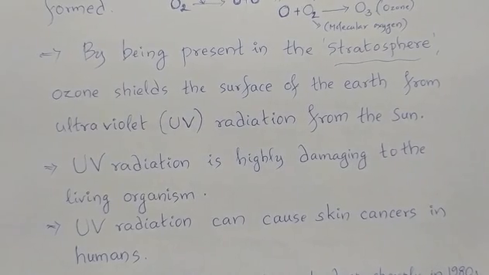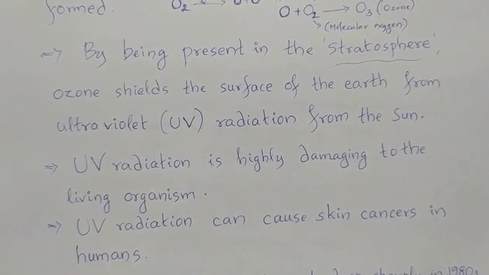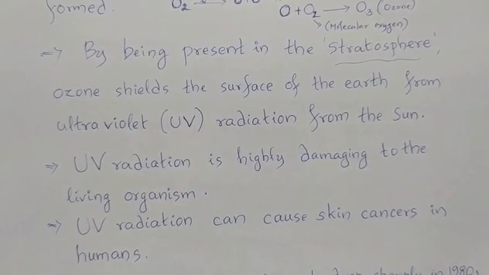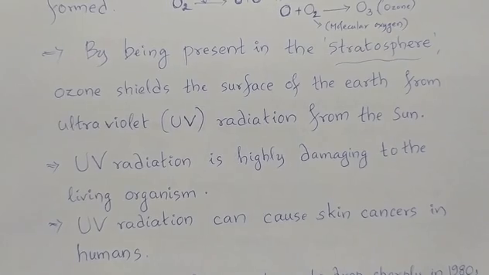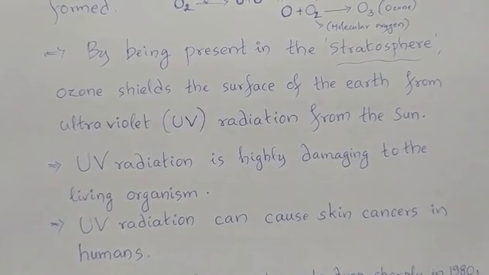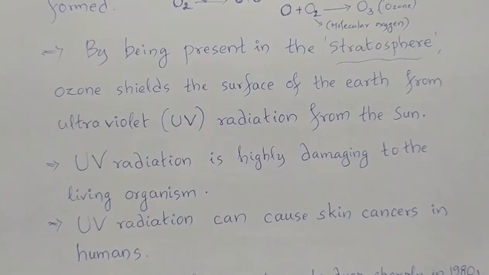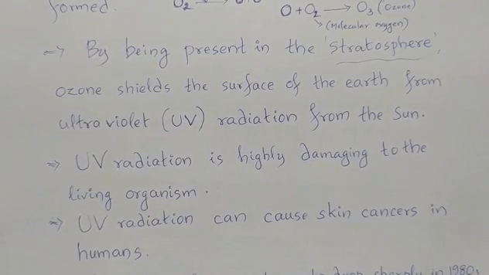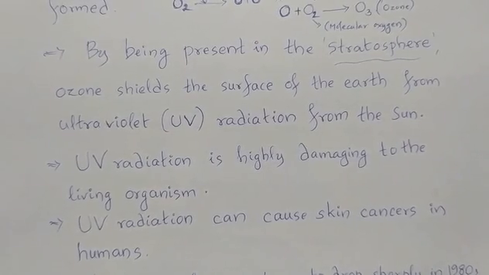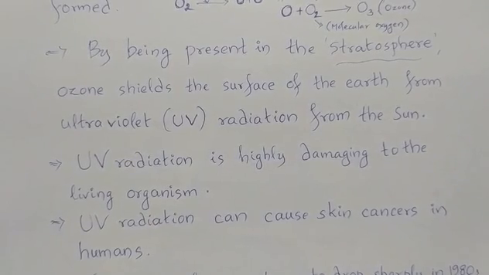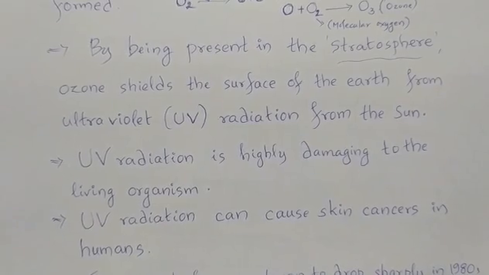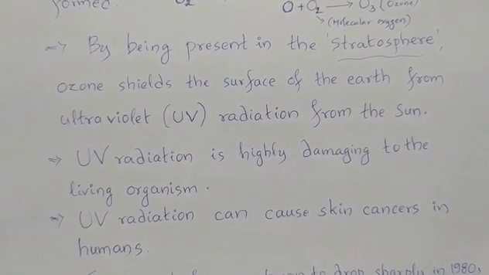So, if this ultraviolet radiation coming from the sun directly penetrates into the atmosphere of the earth, then most living organisms may not survive properly, because it causes damage to them. And above the atmosphere, there is the stratosphere, in which the ozone is present. So, by being present in the stratosphere, ozone shields the surface of the earth from the ultraviolet radiation effect. Okay.